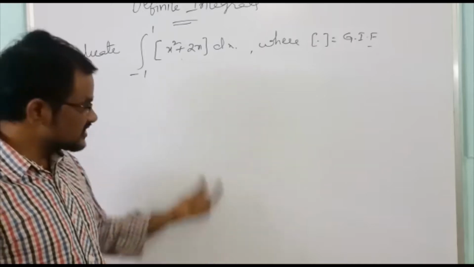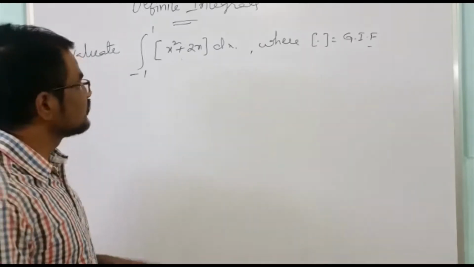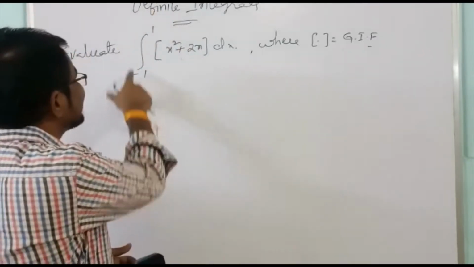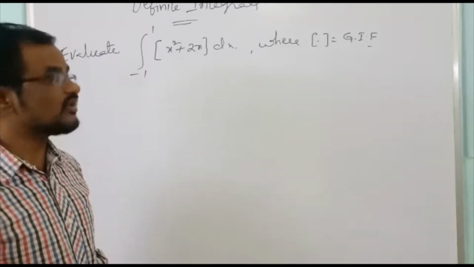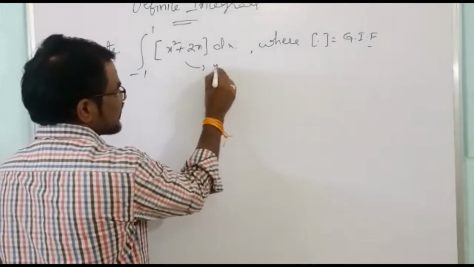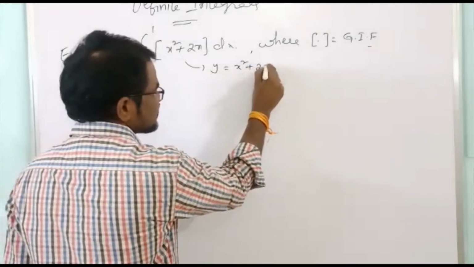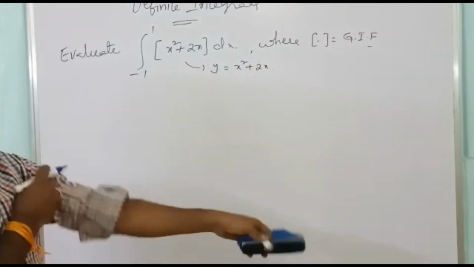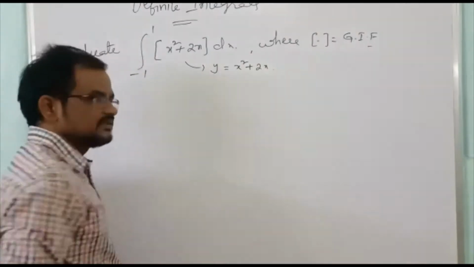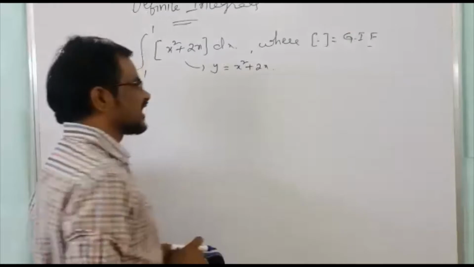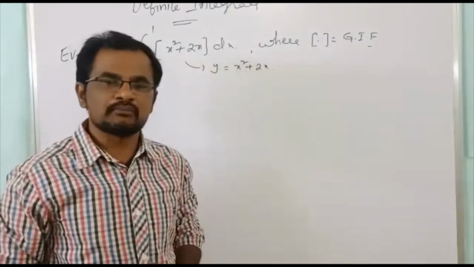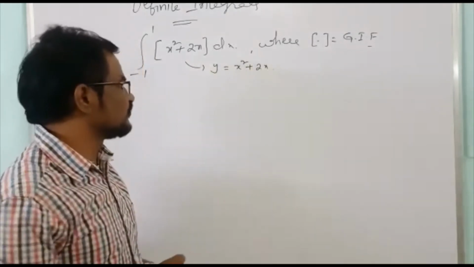So for that, first of all, we have to draw the graph. Then we have to take the greatest integer of x square plus 2x graph. Then we have to find the integral of -1 to 1. For that one, what is the procedure? First, you take this function x square plus 2x as y equal to x square plus 2x. Now, once you observe, clearly this function passes through the origin, and also it is a parabola which opens upwards because the coefficient of x square is what? Positive 1. So it opens upwards.